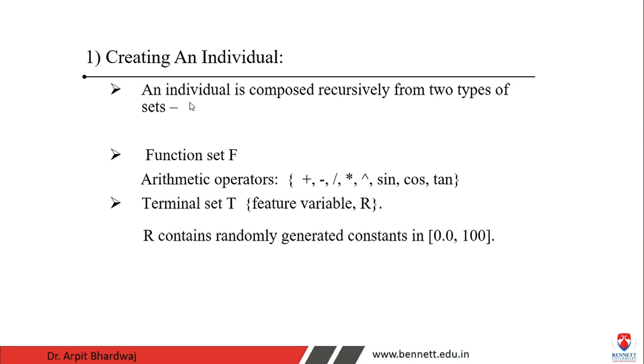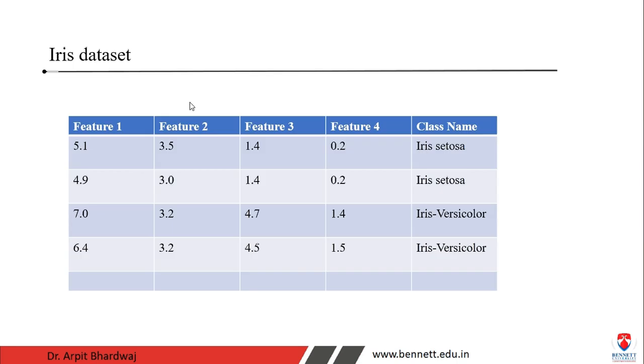Randomly generated constants can range from 0 to 100 depending upon the problem. The randomly generated constant is basically used for bringing diversity among the solutions. It may or may not be part of the terminal set depending upon the problem.